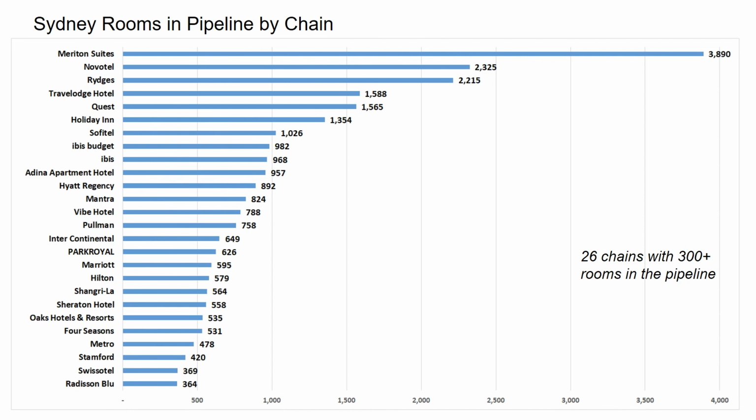This chart in front of us shows the hotel chains and the rooms that they have in the pipeline. So if you have a look at the bottom part of the chart, there's the Radisson Blu hotel chain, and they have 364 rooms in the pipeline. But if we go to the top part of the chart, there's the Meriton Suites, and they have 3,890 rooms in the pipeline. So this again shows that there's a big difference between the different hotel categories and hotel chains when it comes to the rooms that they have in the pipeline.